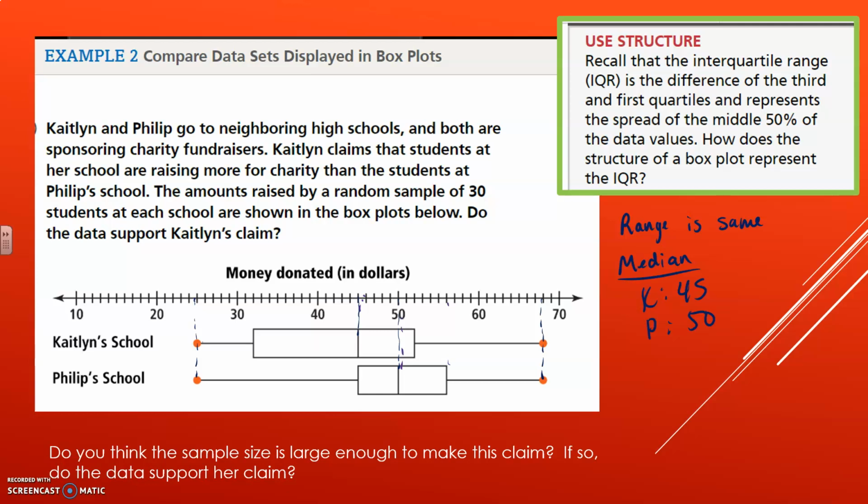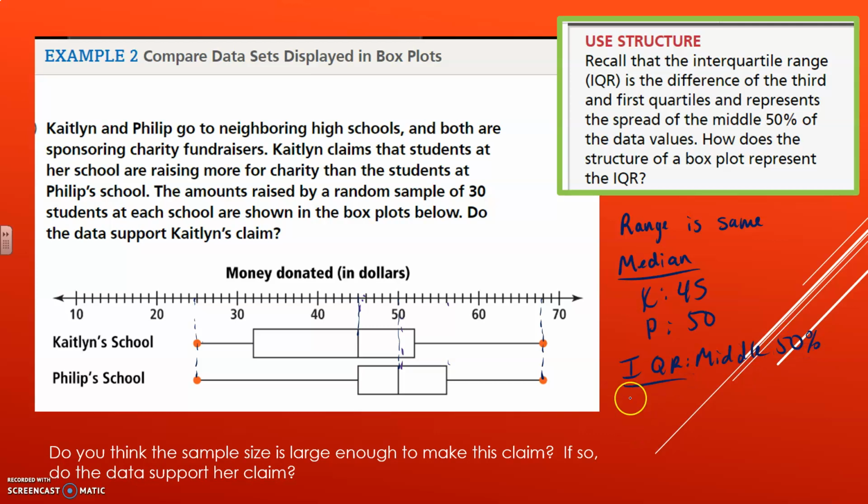Now we do have to be careful because sometimes just the median isn't enough, okay? So another thing we learned about box plots is this thing called interquartile range. Now remember, it represents the middle 50%.